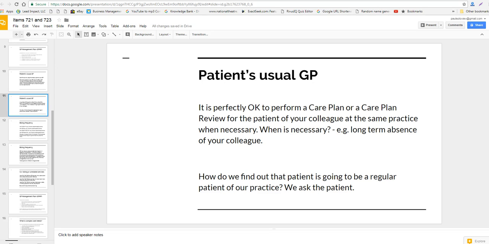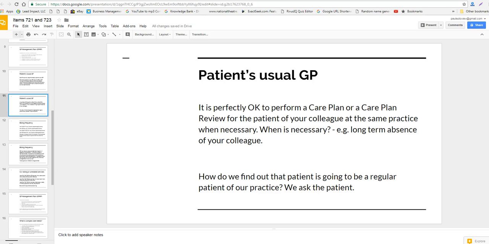One of those cases can be long-term absence of your colleague. A GP at your practice went on holiday for 4, 5, 6 weeks and the patient needs a care plan review or a new care plan in order to continue seeing allied health professionals. Should the patient wait for the return of their GP, or can you perform a care plan and enable the patient to see allied health professionals sooner? Of course, that's something to consider.